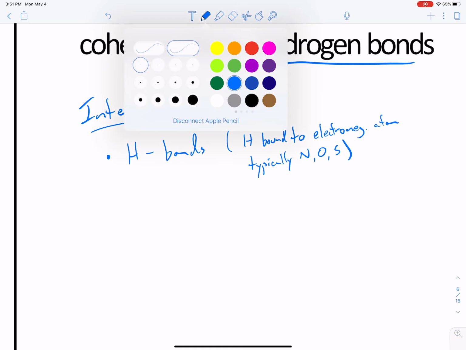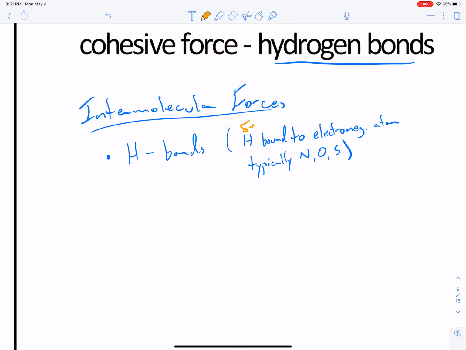So what that does is you end up with a delta positive hydrogen and a delta minus of the electronegative atom. And then you can start to have an oxygen here, and a hydrogen here, and a hydrogen here, and you end up with this hydrogen, this delta positive, interacting with a delta negative oxygen on these other molecules. That kind of makes sense.